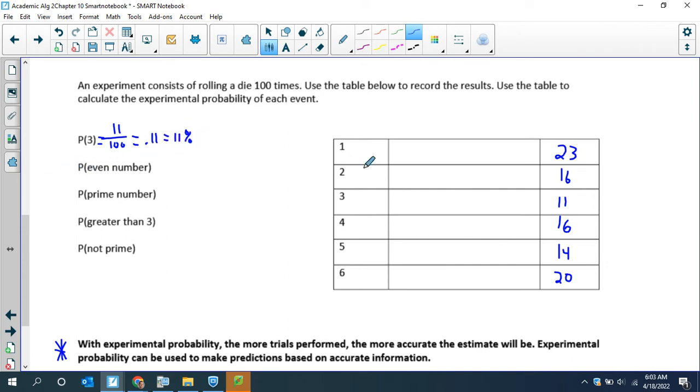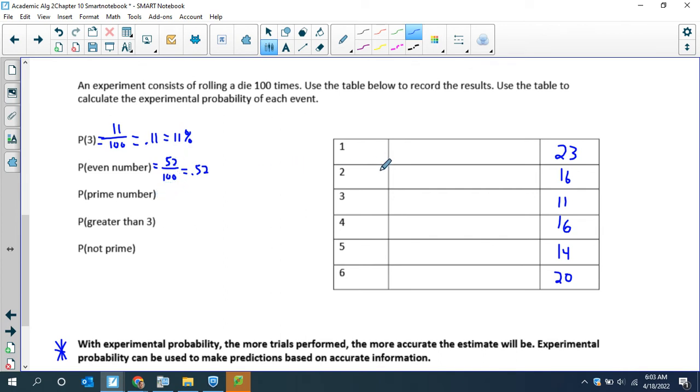Probability of an even number. So my even numbers are 2, 4, and 6. So I had to add those all up. So 16 plus 16 plus 20 is 52 over 100. So that's close to being 50%. Like it should be 50% in theory, but it's close. So 0.52 or 52 over 100.